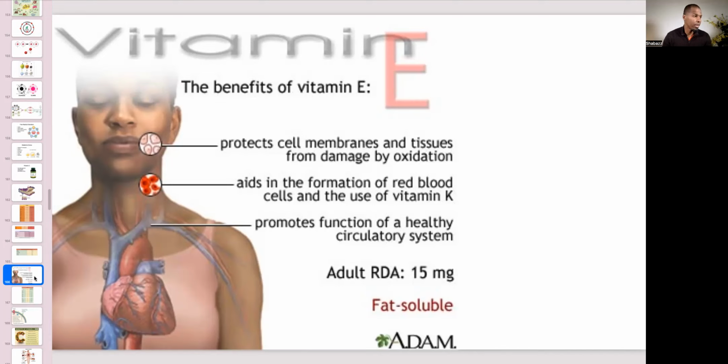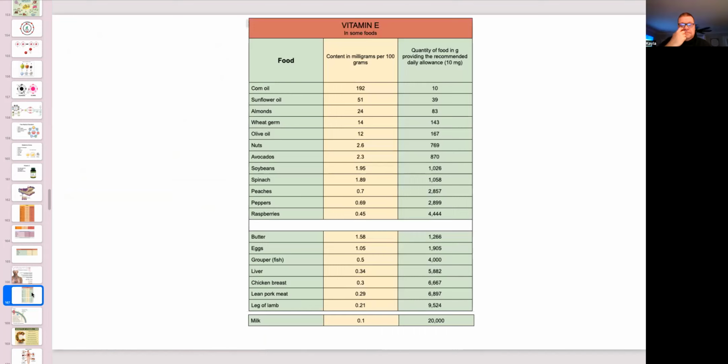So let's look at this right here. You have content in milligrams per 100 grams. Now, let me say this, okay? The corn oil and the sunflower oil, we are not going to use that. That's just a reference. As you notice, everything that you see up top, the number starts to get lower and lower. And then I separated this section right here for a reason. You probably already know why.